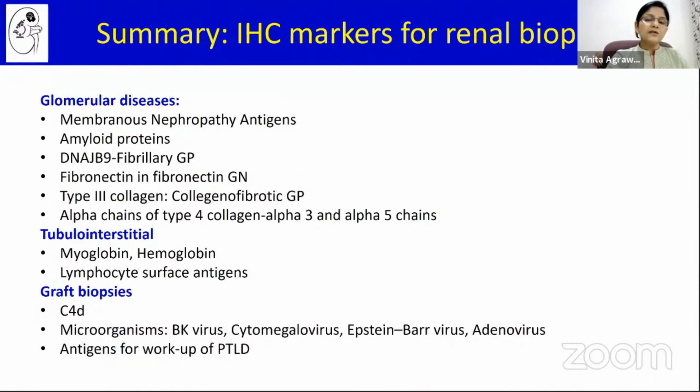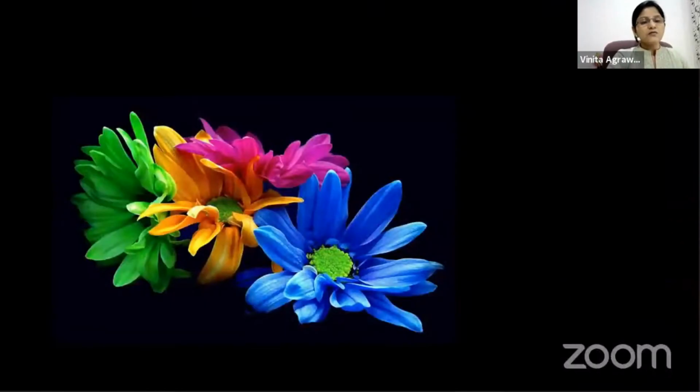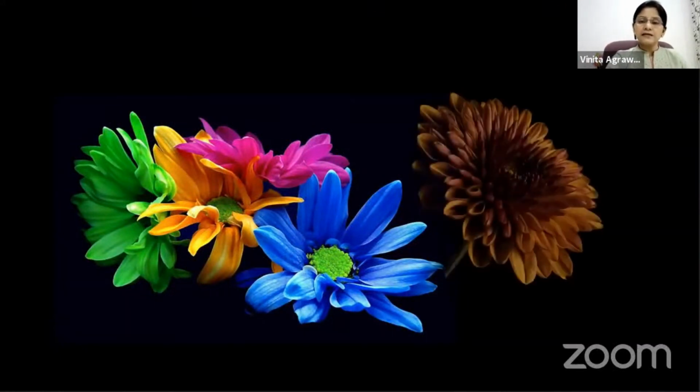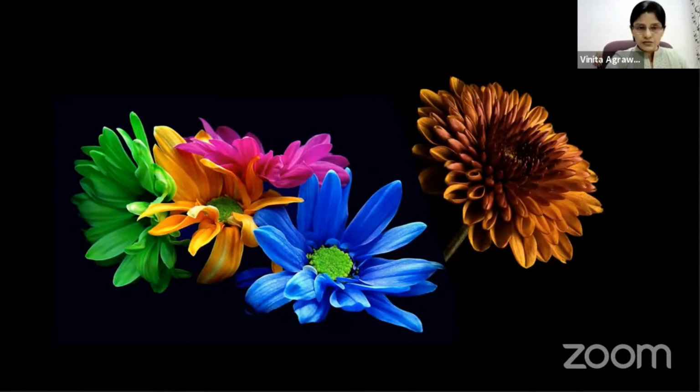So this is a summary of the conditions in which immunohistochemistry is really important for renal biopsy diagnosis for glomerular diseases, tubulointerstitial diseases, and for graft biopsies. So we as renal pathologists are used to seeing a very colorful world of all histochemical stains, and now we have another color, that is the brown, which is there to stay.